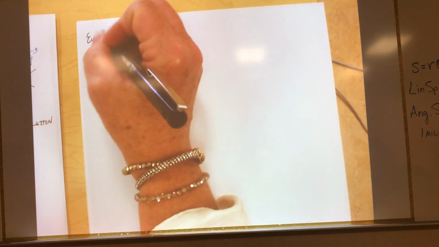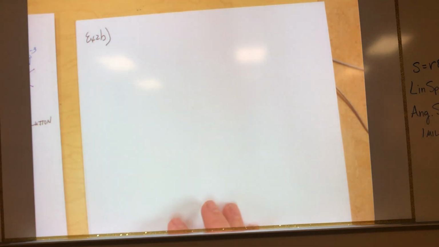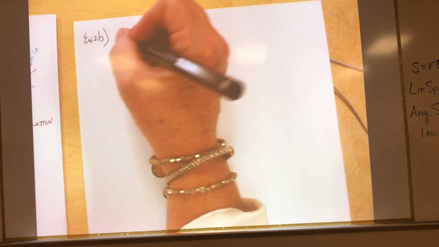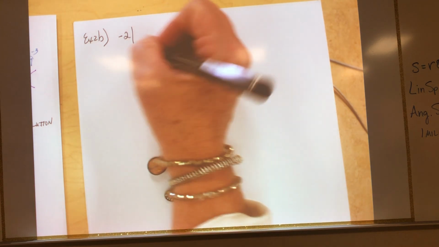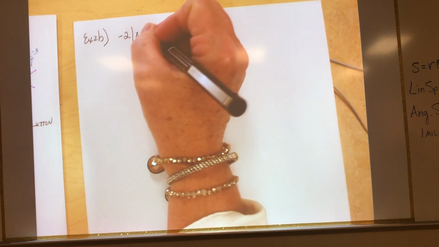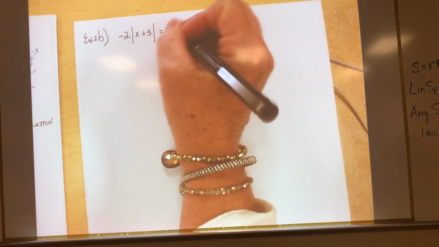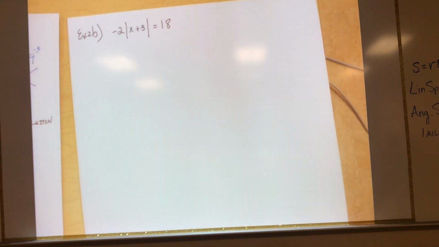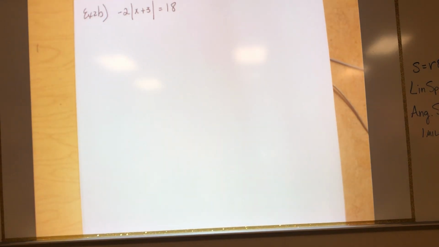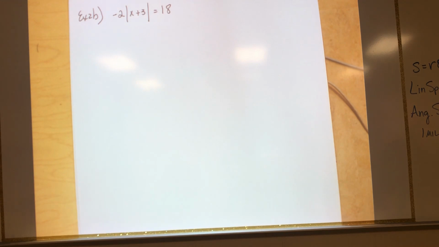Okay, so here we go. Example 2B. Are you ready? You on your game? Here we go. Negative 2 times the absolute value of x plus 3 equals 18. All right? Let's see how good you are. I'm going to give you 1 minute to work this problem. Problem written down here.